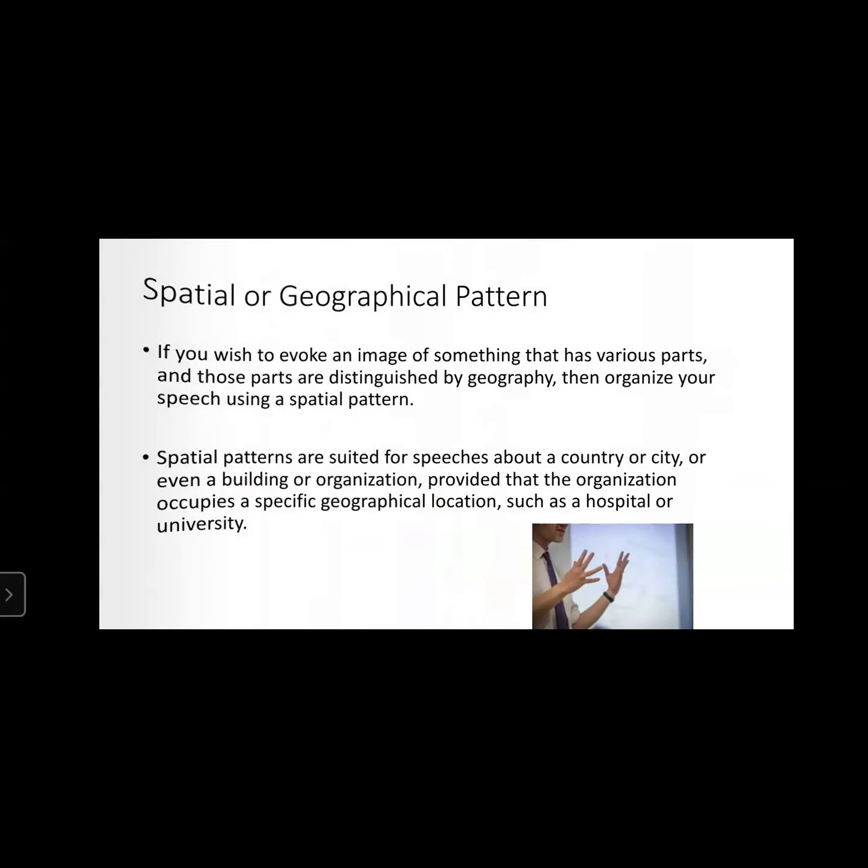Then we have what's called the spatial or geographical pattern. Now, if you want to be descriptive in your entire presentation, if you wish to evoke an image of something that has various parts, and those parts are distinguished by geography, then organize your speech using a spatial pattern. Spatial patterns are suited for speeches about a country or city, or even a building or an organization, provided the organization occupies a specific geographical location, such as a hospital or university.